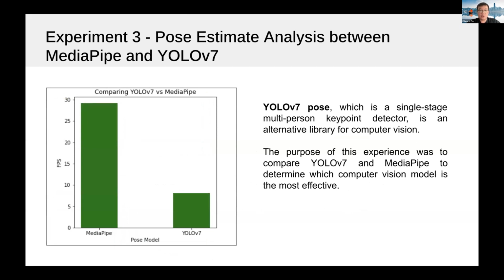So in this case, we compared MediaPipe and YOLOv7. YOLOv7 and MediaPipe are both computer vision pose detecting models on Python. And there are a few differences between them, but largely they do the same thing.